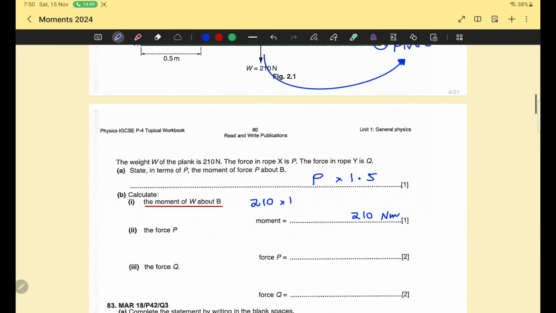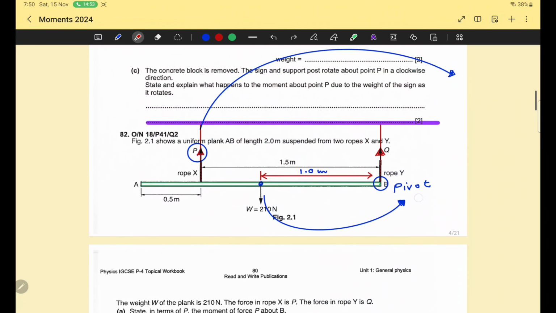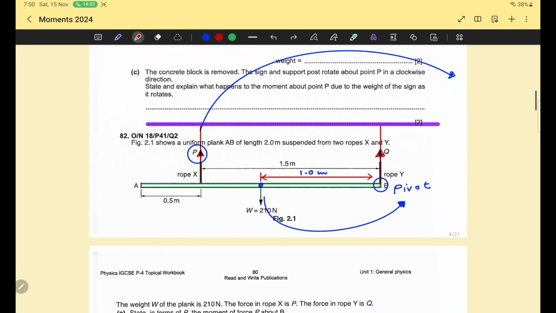And now the next part, calculate force P. You have to calculate force P. So beta, you can see there are two turning effects in this diagram. Number one, sir, this is anti-clockwise. No, no, sorry, this is clockwise and this is anti-clockwise.